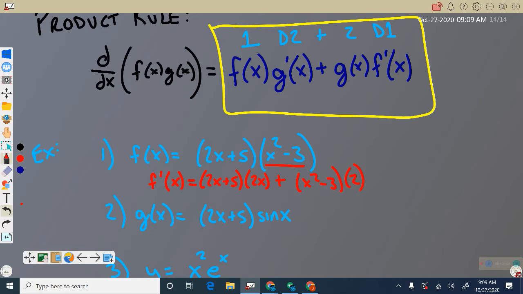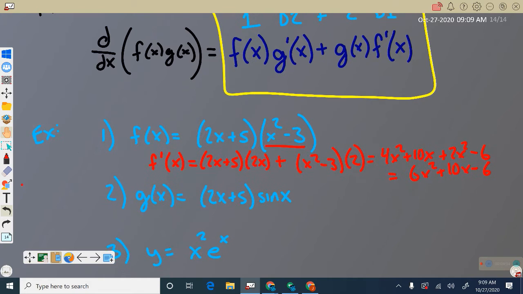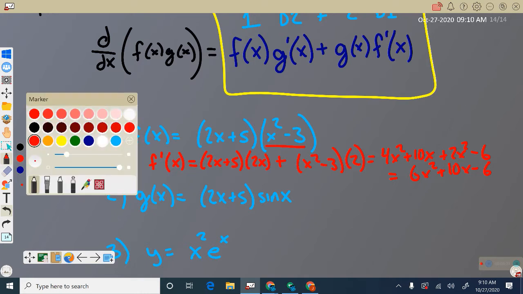Well, right now it doesn't look anything like what we had of the 6x squared plus whatever, but I can simplify this. It would become, when you distribute out, you get 4x squared plus 10x, and we also have a 2x squared minus 6. So when you combine those together, I have a 6x squared plus 10x minus 6, which is exactly what we said the answer should have been. So you can use the product rule, or I think it's actually easier just to FOIL out for problems like number 1. Number 2 here, though, is a problem where obviously we can't do that.